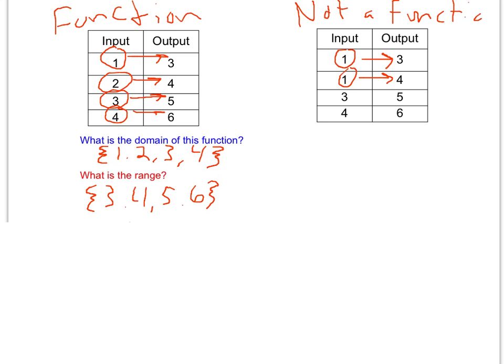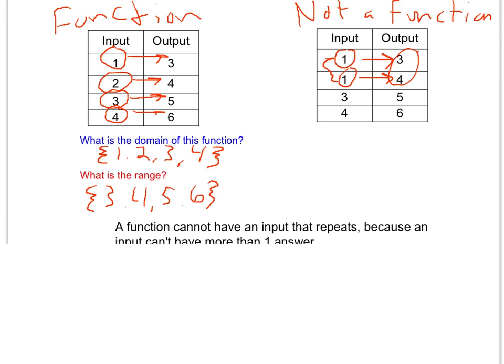It is not a function because the same input right here, these two, have different outputs. I've got the same input that has different outputs. That cannot happen in a function. So you need to write this down. A function cannot have an input that repeats itself. Meaning, if you look at this table over here and you see an input that happens twice, and it has different outputs, it's not a function.